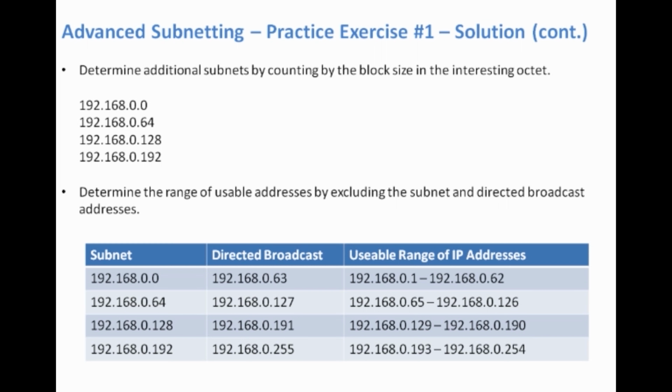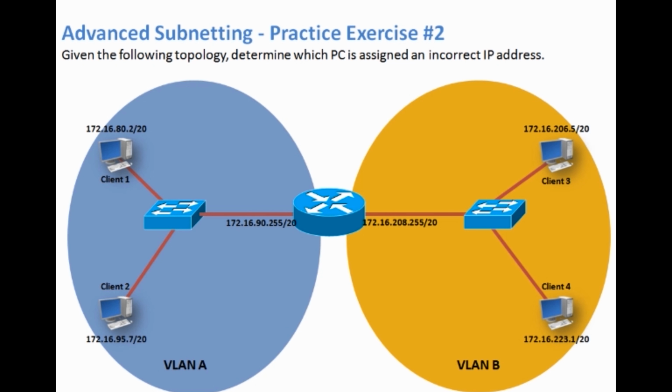I've got one more exercise for you. In this exercise, we want to make sure that these 4 clients have appropriate IP addressing. In fact, we're told that one doesn't, so this is a troubleshooting exercise. I want you to determine which PC is assigned an incorrect IP address.